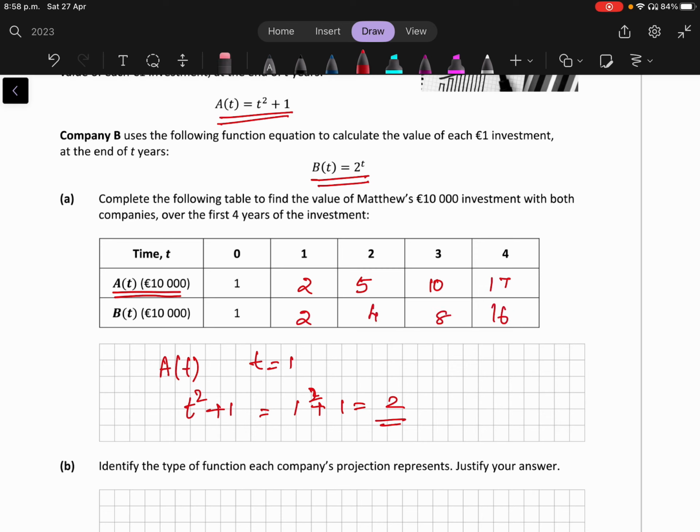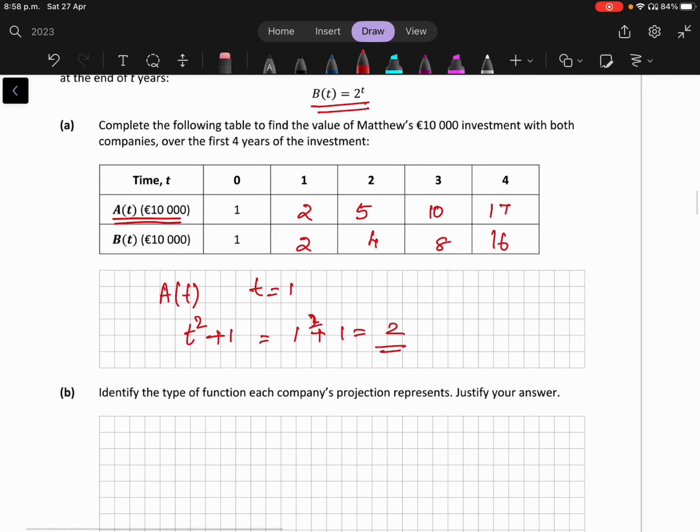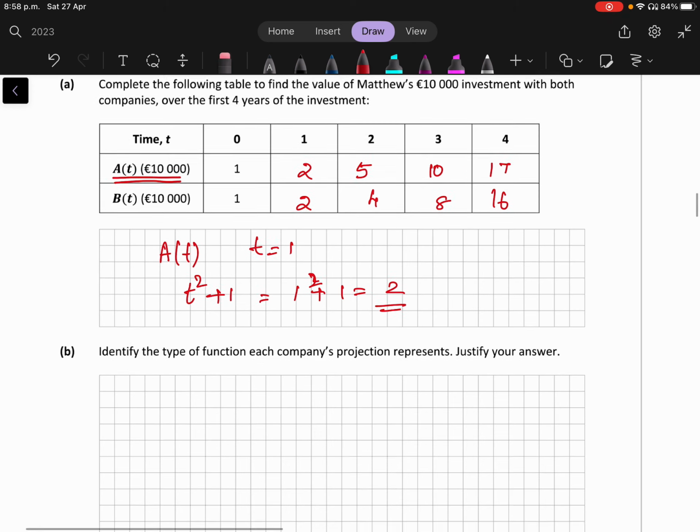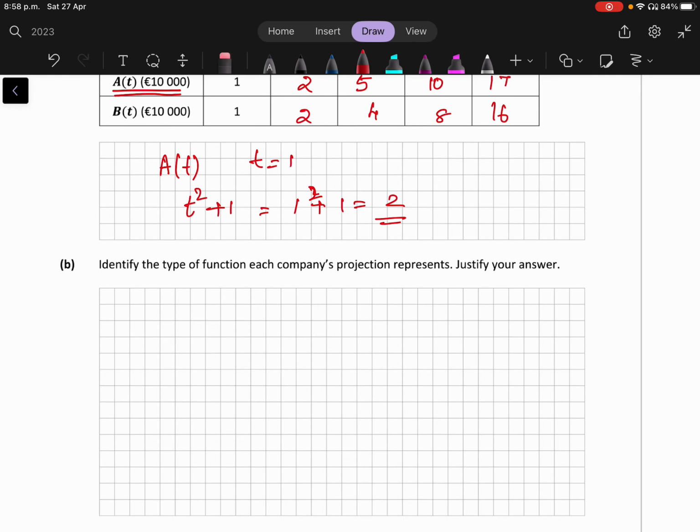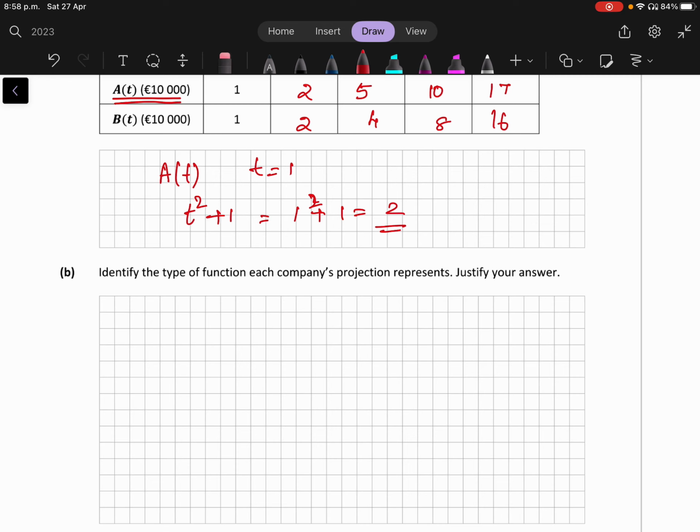So if you haven't gotten this, please try it today itself. Try to put the values and see whether you are getting these values, and learn it off. If you don't know, please come back to me. Okay. Identify the type of function each company's projection represents.